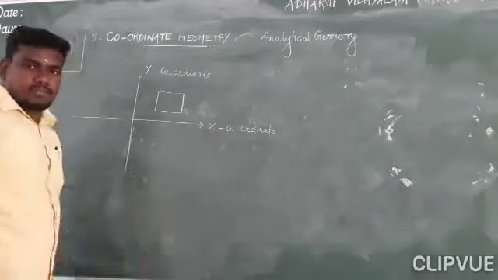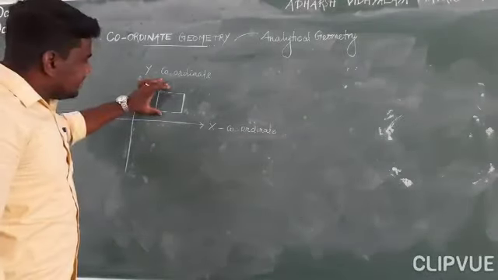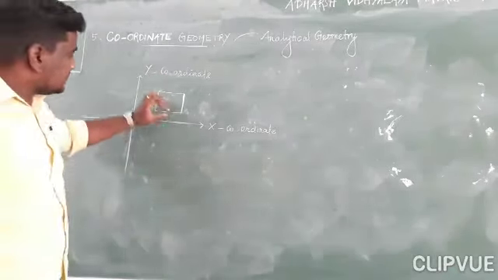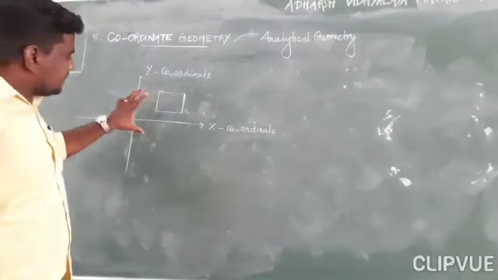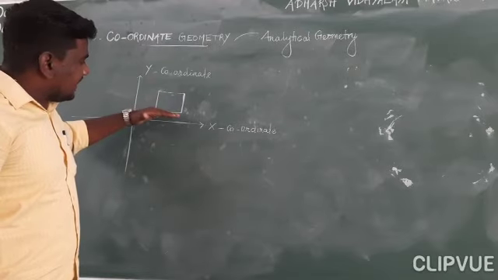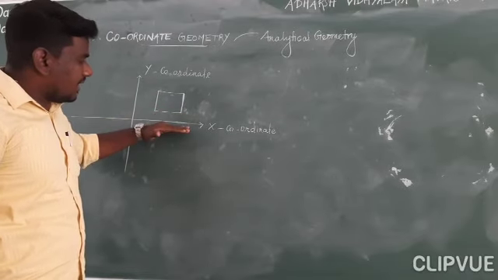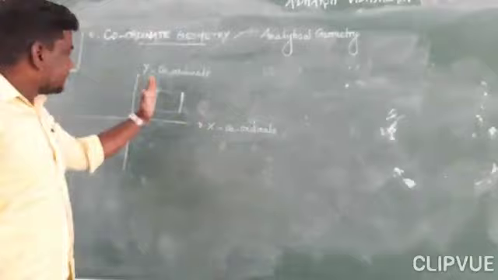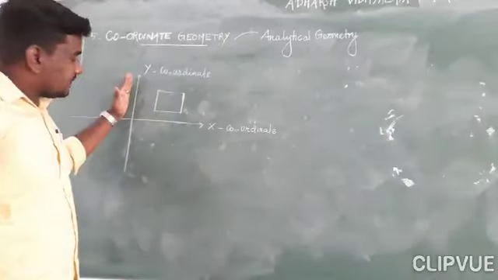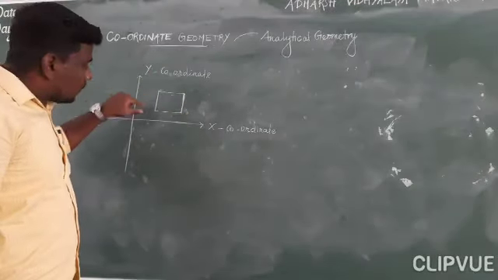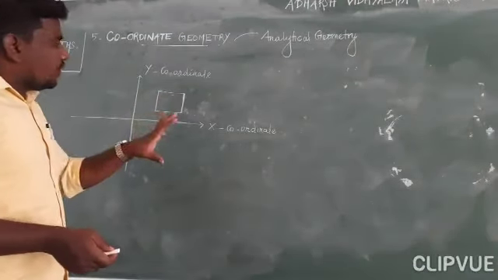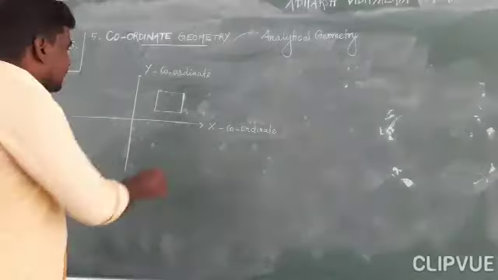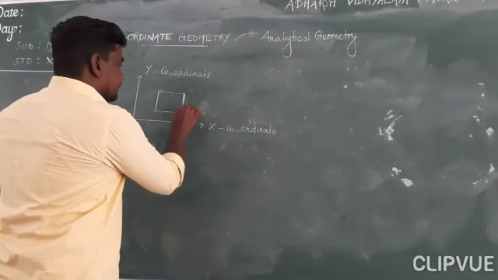This is a square. It contains four line segments: this one, this one, this one, and this one. Four line segments. By using this, we can say the straight lines. The first line segment is parallel to the x coordinate. This one is parallel to the y coordinate. This one is perpendicular to the y coordinate. We can say like that. And one more important thing we are going to learn here: the straight line.